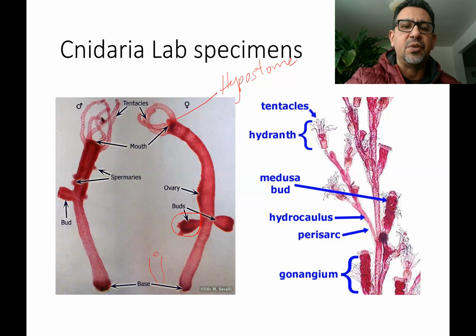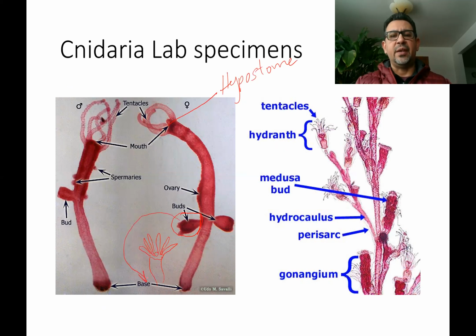I'm just going to draw here what one of these animals will look like growing after it detaches from the parent. So this little bud, what I'm saying is that it's going to detach and go and live right there as a neighbor to its parent.